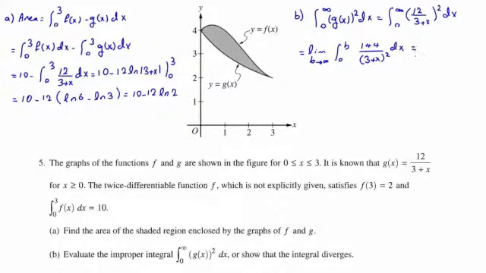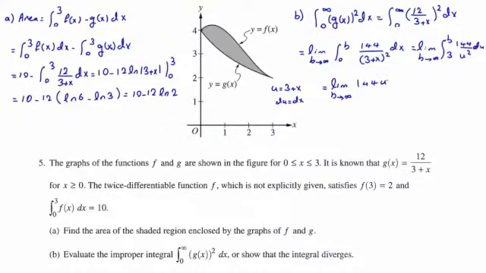Now we define u equal to 3 plus x, then it will be limit of b approaches infinity, because b is 3 plus x integral, again b is infinity, but 0 will be 3, 144 over u squared, and because of this du equal to dx, so we can write du. Then it is equal to limit of b approaches infinity, 144 integral of u to the negative 2, so it will be u to the negative 1 over negative 1 from 3 to b.